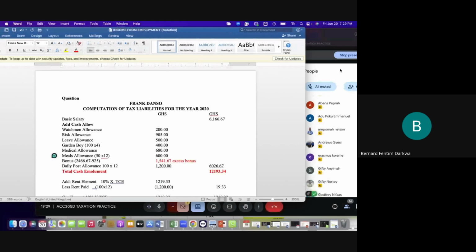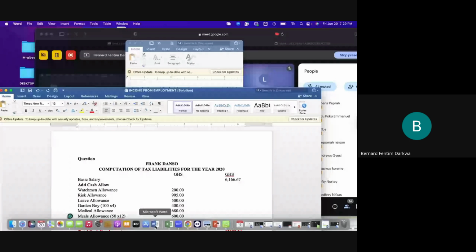So in actual sense, when you are going for leave, some companies give you an allowance. Maybe you are not going to get all the money, but there are some allowances that they give to you as you go for the leave. Some people don't go for the leave, they collect it in terms of cash. So that's it.